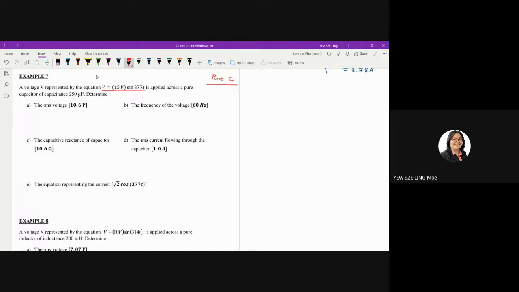So always compare with the general equation, V equals V naught sine omega t. And now, when you are given these equations in a pure circuit, I want you to sketch a phasor diagram. Kalau kamu diberi equations ini dalam pure C, pure R, atau pure L circuit, then always sketch a phasor diagram before you solve the question.